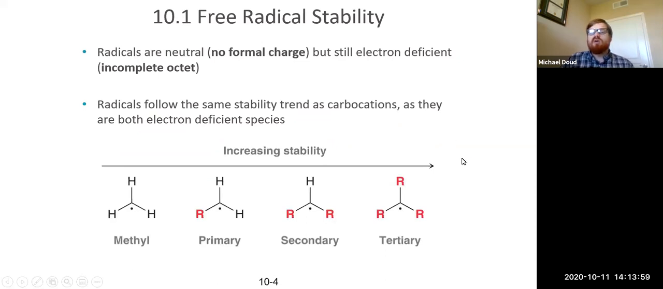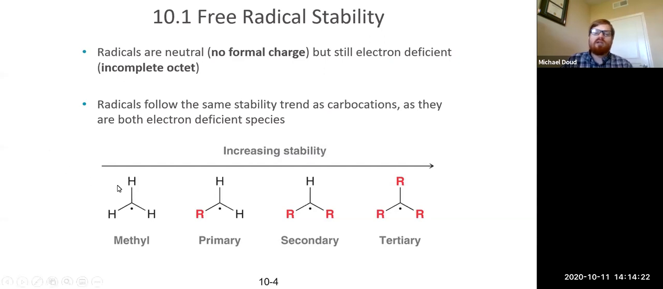Okay, so radicals are neutral. There's no formal charge associated with them. But because they lack an octet, if you have a radical, that means you are missing an octet. That means they're missing electron density, so we call them electron deficient. And because they're electron deficient, they actually follow the same stability trend as carbocations.